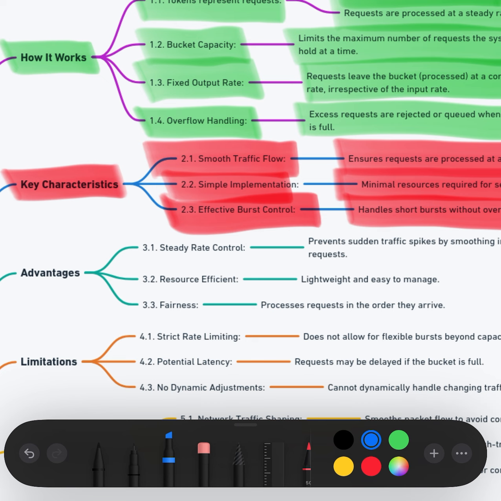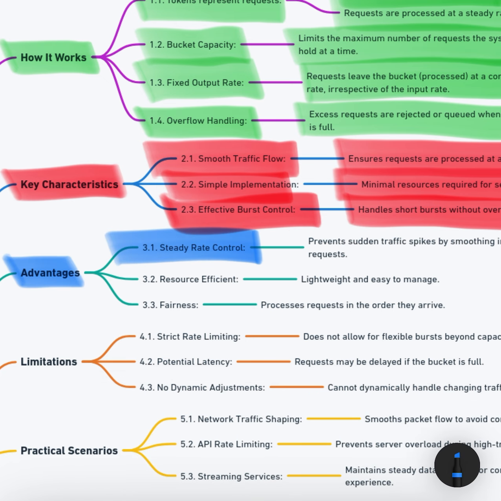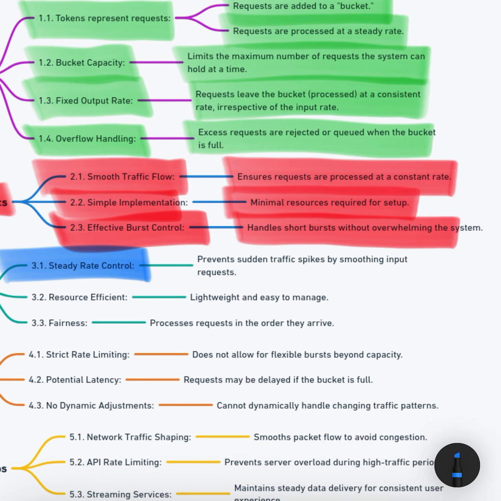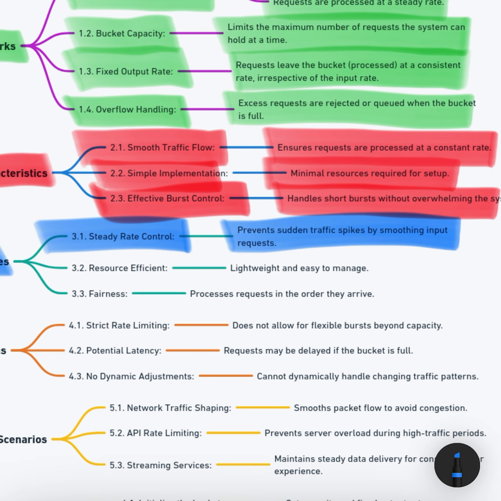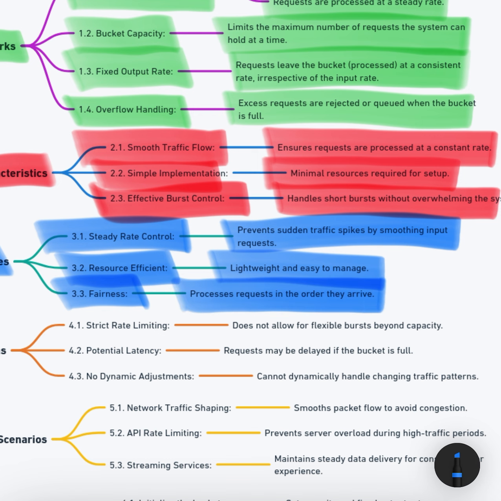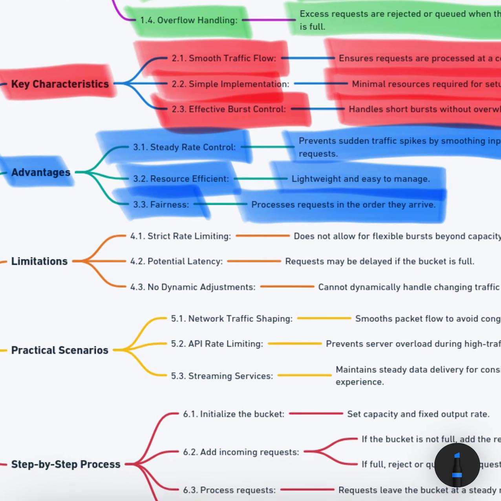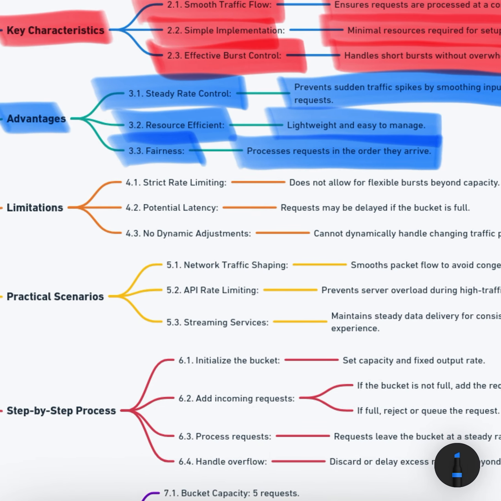3. Advantages. Steady rate control. The algorithm prevents sudden influxes of requests by enforcing a fixed processing rate. 2. Resource efficiency. Simple logic ensures that computational and memory usage is minimal. 3. Fairness. Requests are handled in the order they arrive, maintaining a fair distribution of resources.